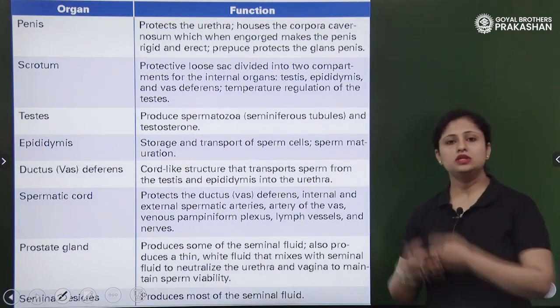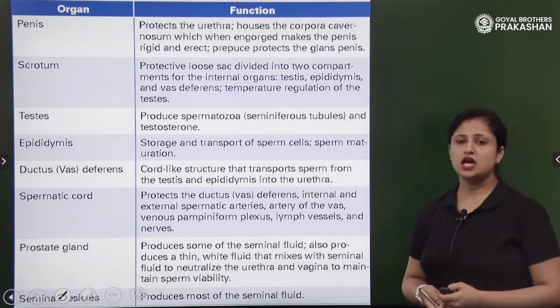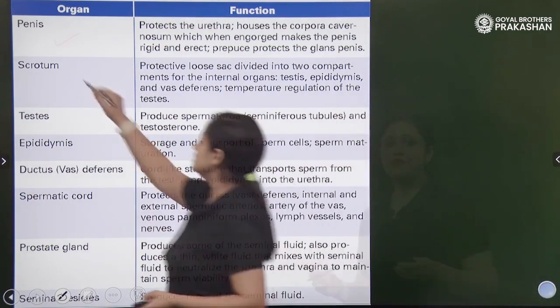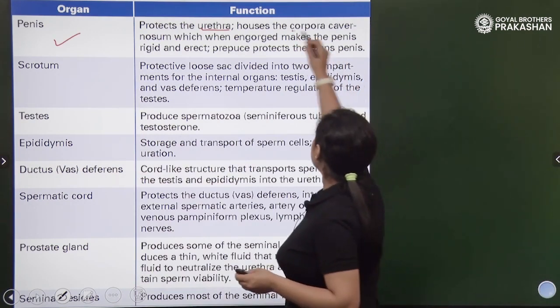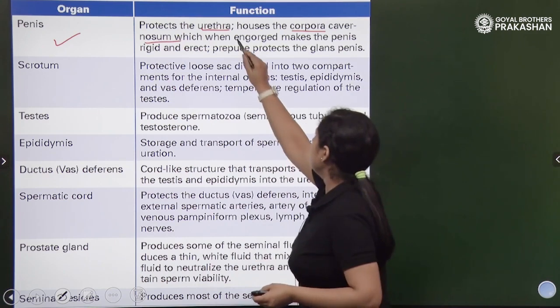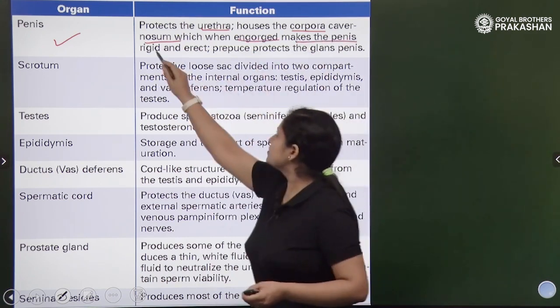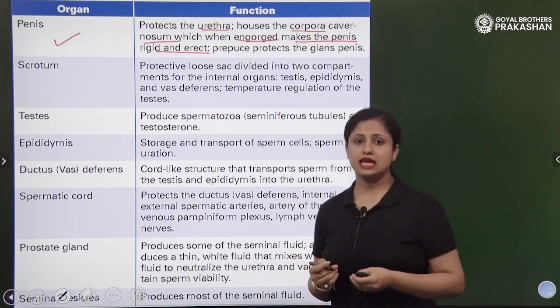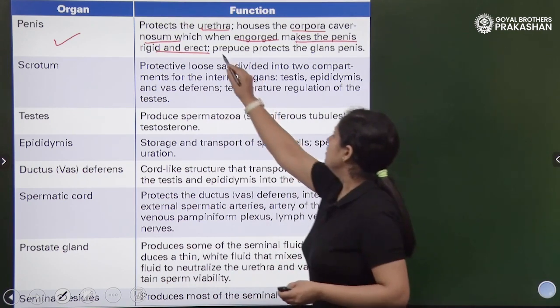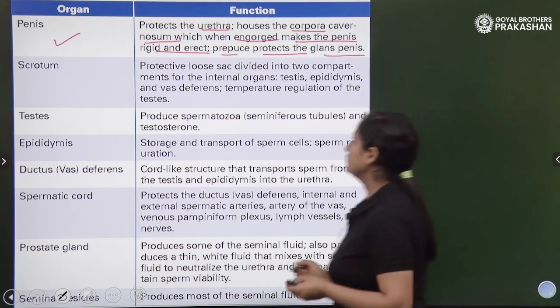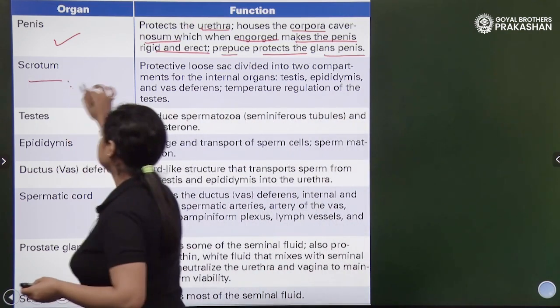Now, come to the organs involved along with their functions. So, let's see. Number 1, penis contains corpora cavernosum, which when engorged makes the penis rigid and erect so that the sexual act can be possible. Prepuce protects the glans penis. Next part is the scrotum.